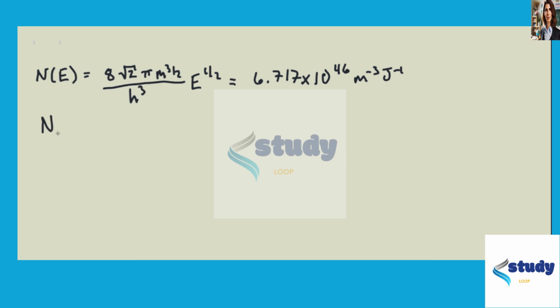So now the density of occupied states, like we said, is N times P. So this is 3.49 times 10 to the 44th per cubic meter per joule.